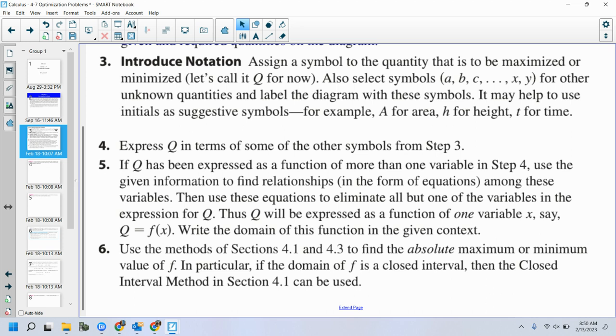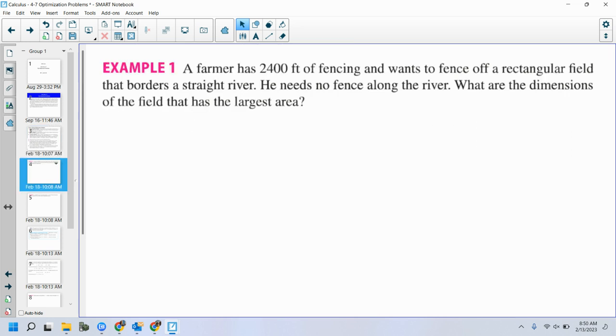And then don't forget that way back in section 4.1, we had this closed interval method, which is actually going to come up a lot here, because in real world problems, we're going to have certain parameters. We're going to have a low end and high end. We're only going to be looking at a boundary of things, and that's the closed interval method. So we can use the closed interval method, the ID test, the second derivative test, all to solve these problems. All right, enough of me talking.